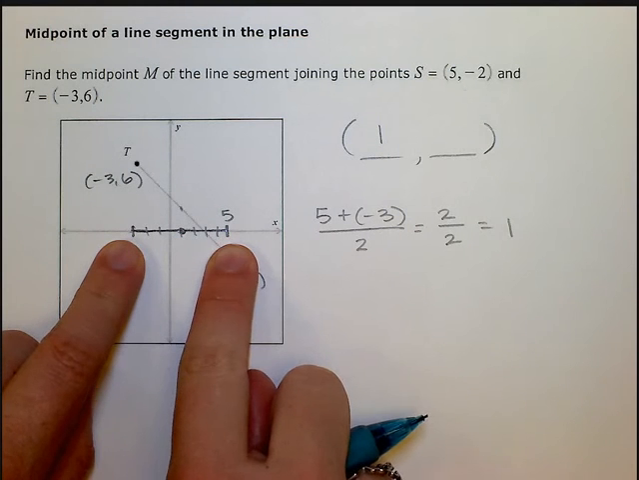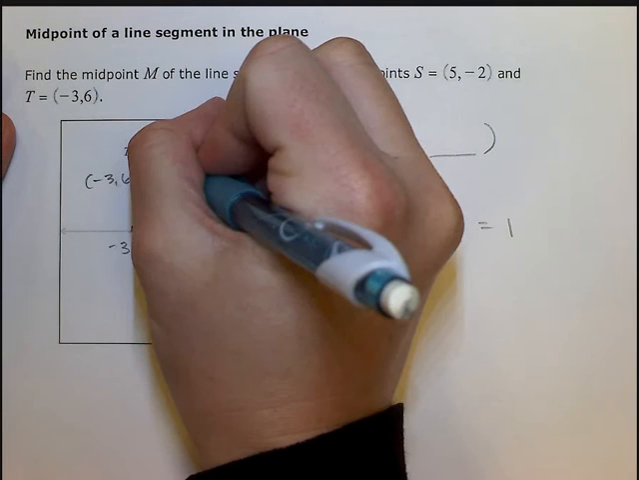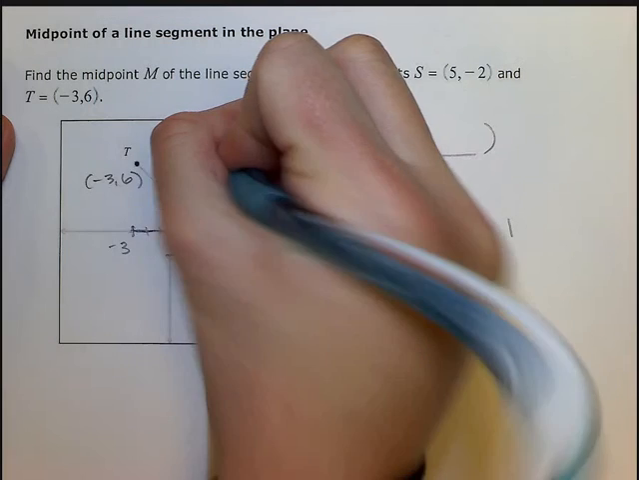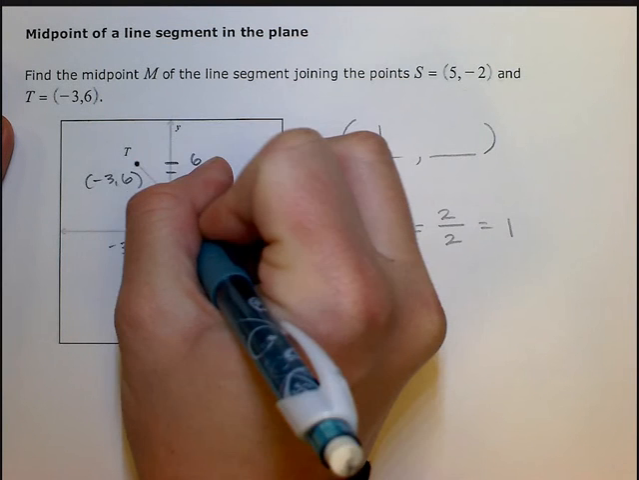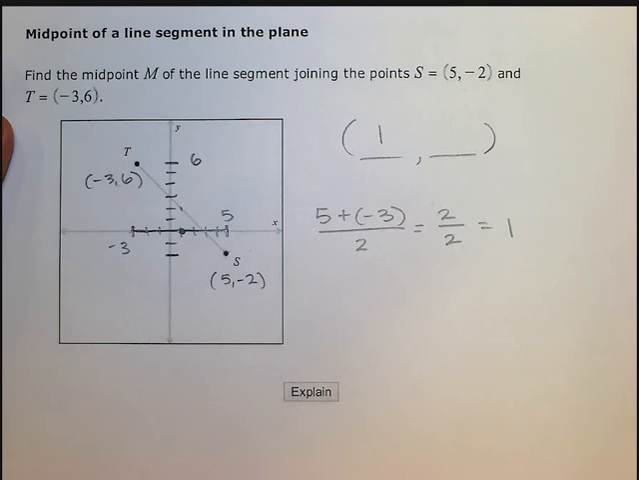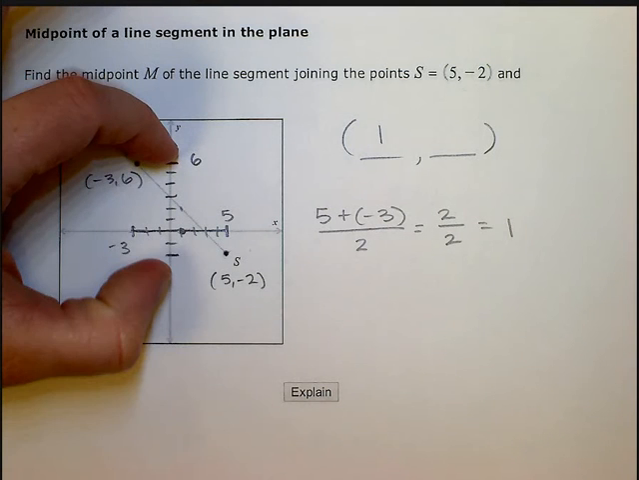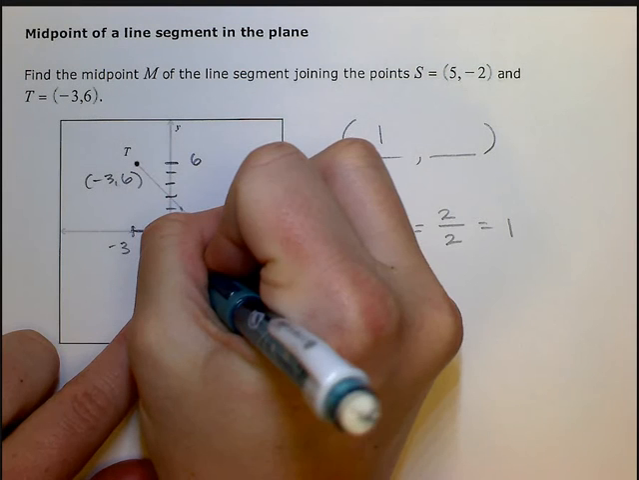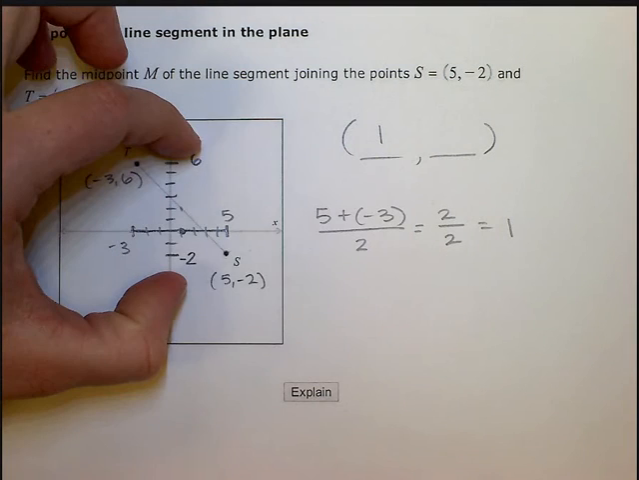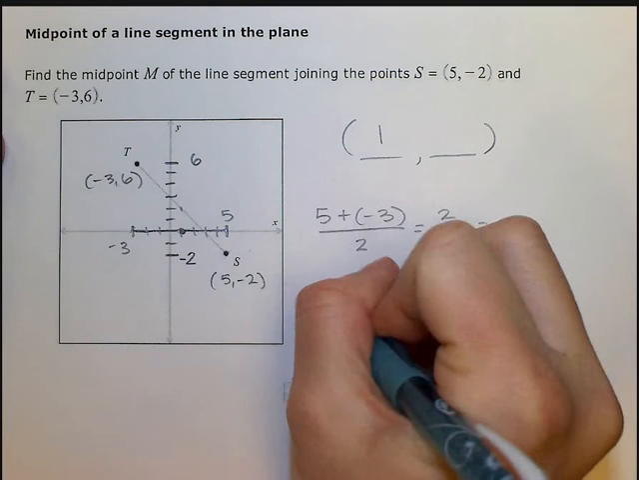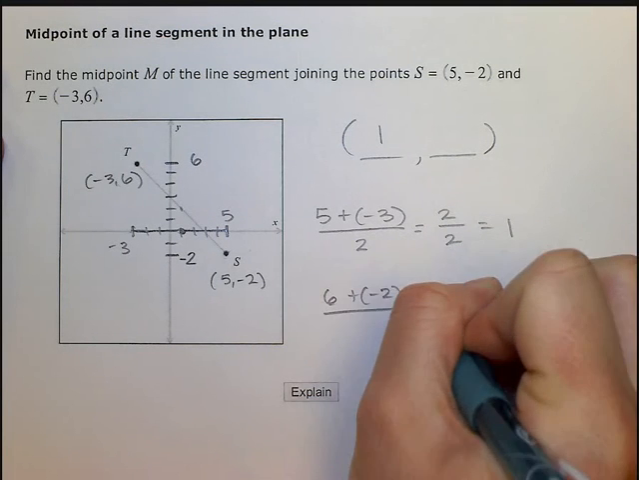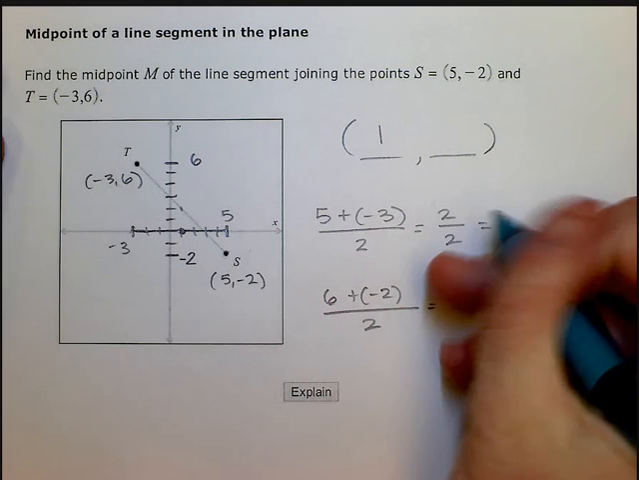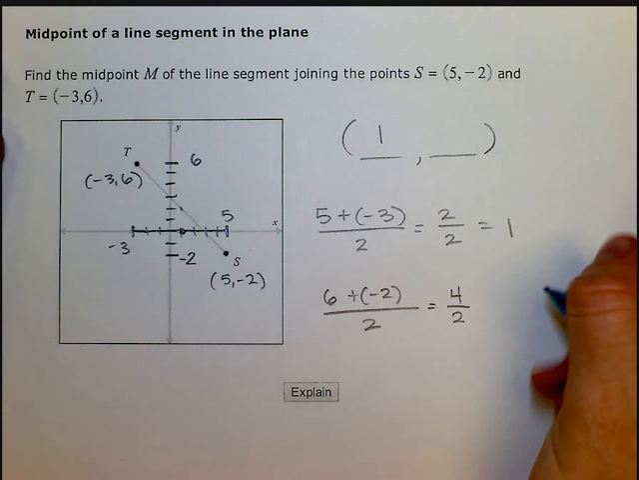Okay, so I also have to find the halfway point in my y values, which go from here to here. Okay, so I'm going from a 6 to a -2. So it's going to be like that. I need to find the midpoint going in my y direction. Okay, so again, I just need to find the average to find the middle of 6 and -2. So I'm going to do 6 plus a -2 and then divide by 2, because I just added two numbers on the top. So 6 plus -2 is 4. Divided by 2 is 2.